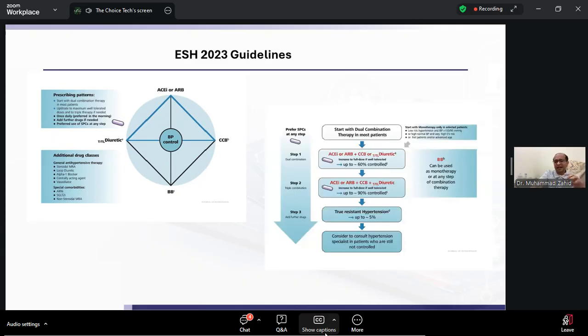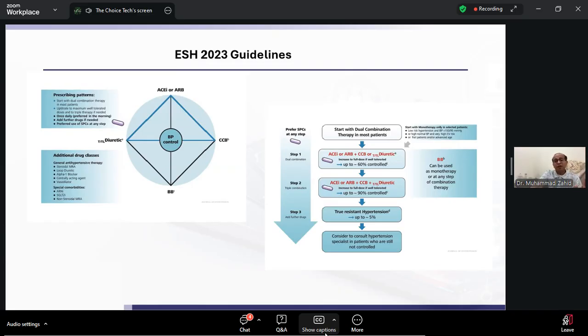And as I said, if your blood pressure is between 130 to 140, you can start with a single antihypertensive. If your blood pressure is above 140 by 90, most of your patients require 2 antihypertensives. Please use them in 1 pill to increase compliance, and you will go up the ladder.